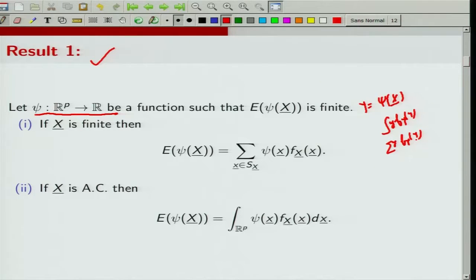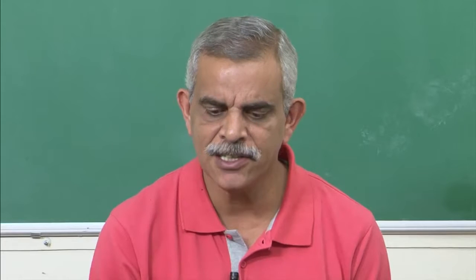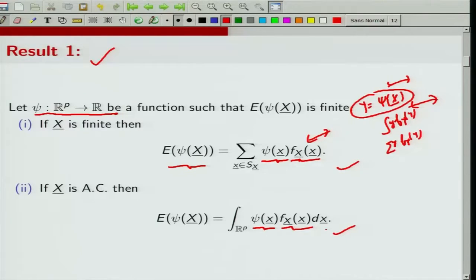But this theorem gives us a simple way. It says that you do not have to find the PDF of Y. What you do is, to get the expected value of psi(X), you just sum psi(x) along with the probability mass function F_X(x) in the discrete case, and integrate psi(x) along with the probability density function F_X(x) in the absolutely continuous case. So, this result is very useful in the sense that by using it, we can avoid finding the probability density function or probability mass function of the random variable Y equal to psi(X). So, I can get expected value of psi(X) directly through the PMF or PDF of X.